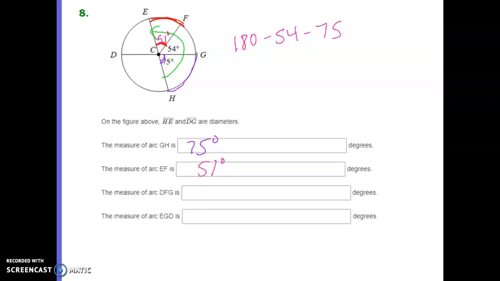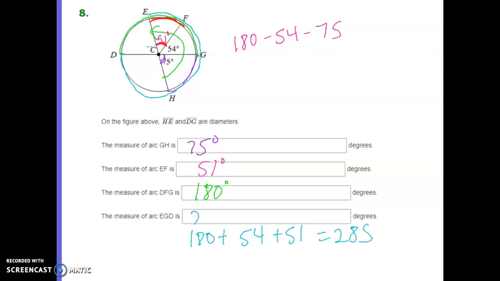And then the measure of arc DFG in green. Well, that's halfway around the circle. That's 180. And the last one is the measure of arc EGD in light blue. Well, that is everything except for this angle. You can do that a couple different ways, but I'm just going to do 180 plus 54 plus 51, and I'm getting 285. So 285.